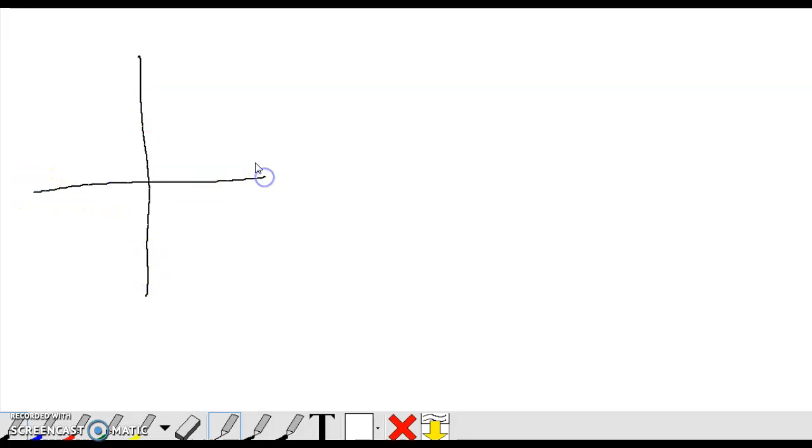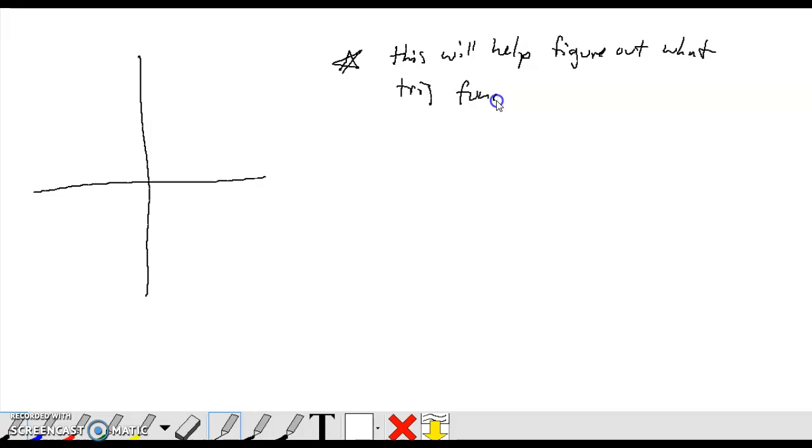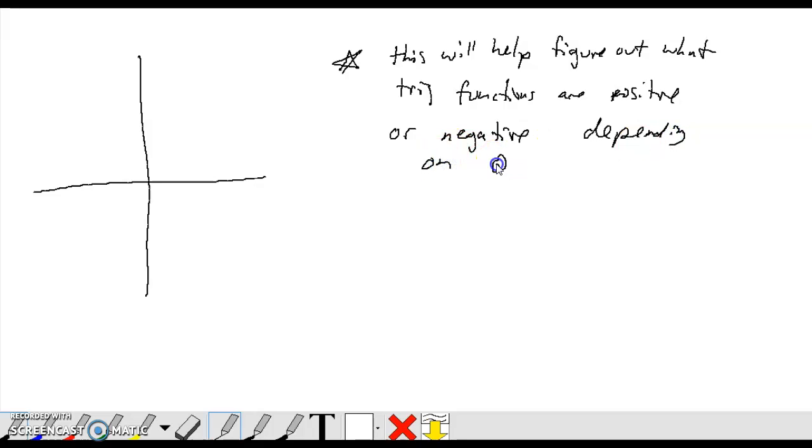And when we're using our 6 trig functions, sometimes we don't necessarily have to draw them out, right? But we're going to come up with 4 quadrants. And there's a little acronym that will help us figure out in which quadrants sine and cosine will be positive and negative. So this will help figure out what trig functions are positive or negative, depending on quadrant.